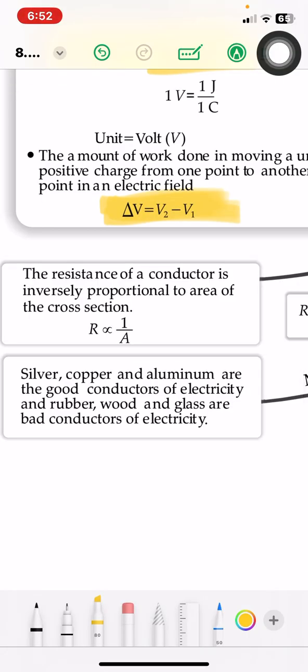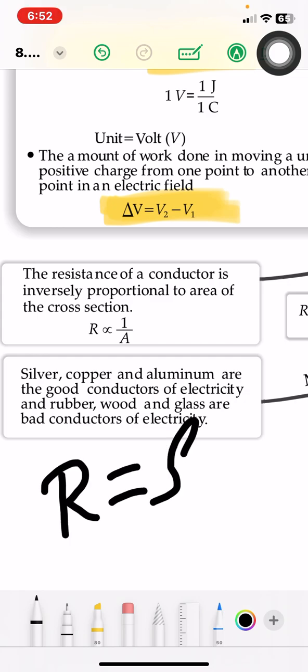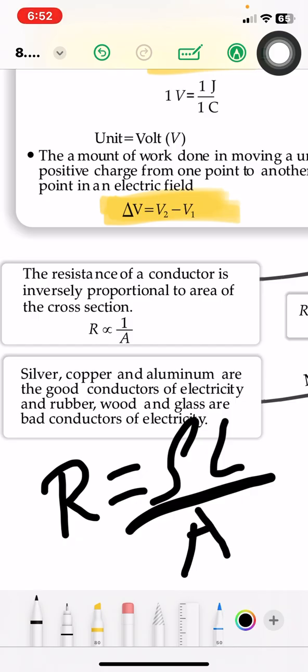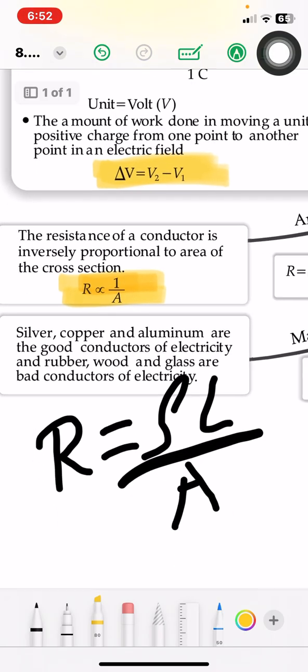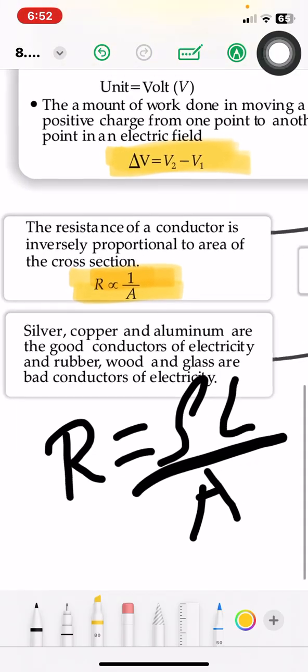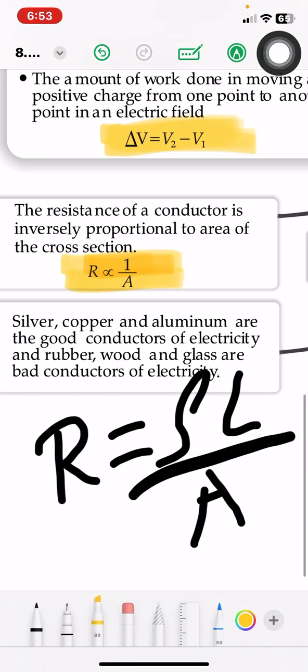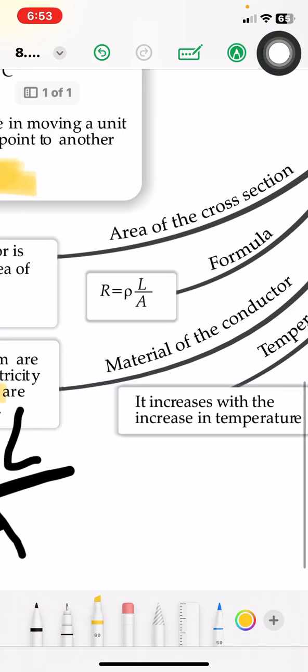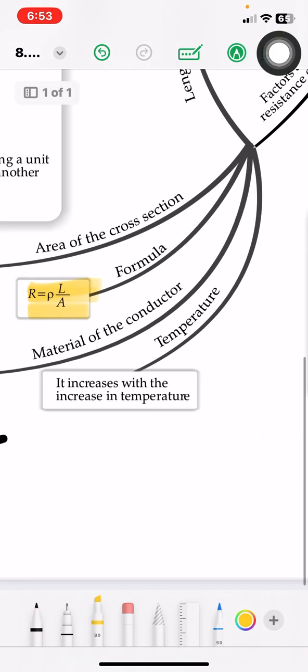And what is resistance? I also told you earlier, resistance is basically an opposition. The formula of resistance is R equal to rho L by A, and resistance is inversely proportional to the area of cross section. If the area of the conductor is very large, the resistance is very less. Electrons flow easily through the conductor, okay. Silver, copper and aluminum are good conductors, and bad conductors are rubber, wood and glass. This is also important. This is the formula of resistance, okay.